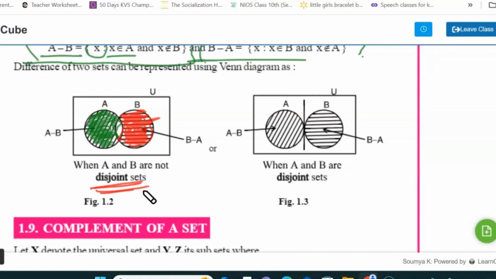If the sets are not disjoint, this is the result, and if they are disjoint, they don't have anything in common. This would be the result where they don't touch each other. Both the sets don't touch each other.